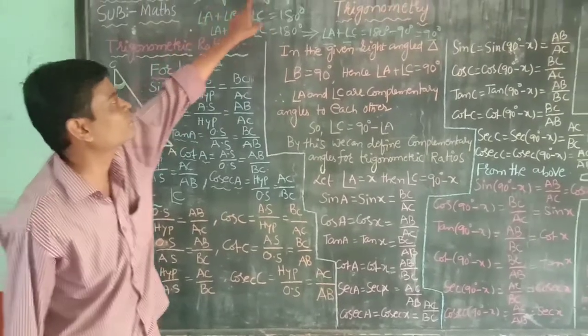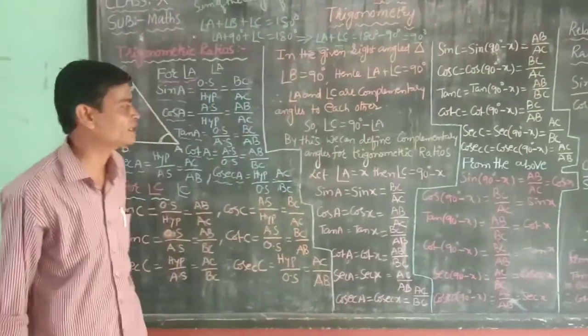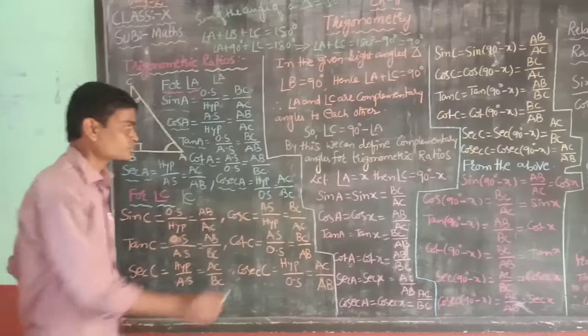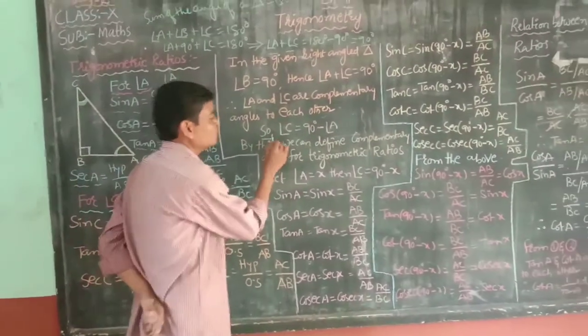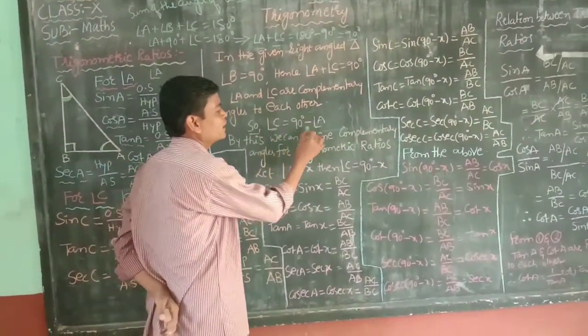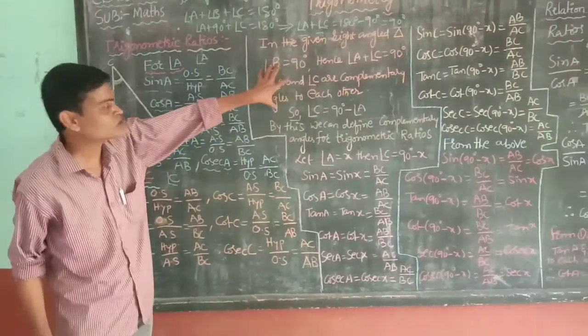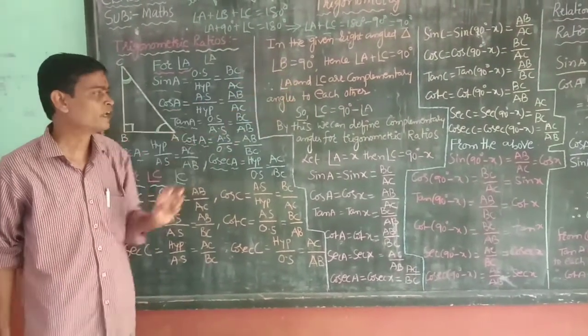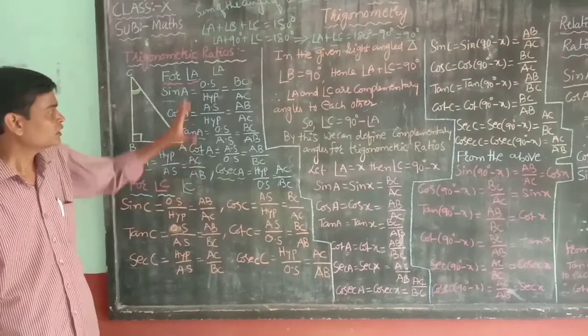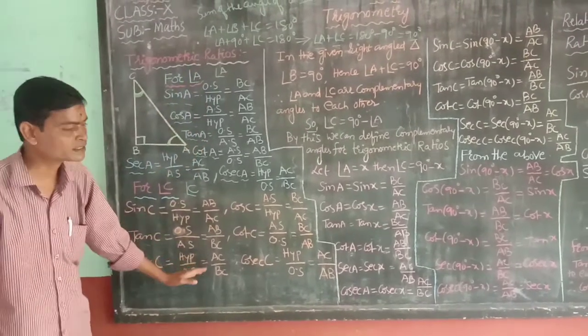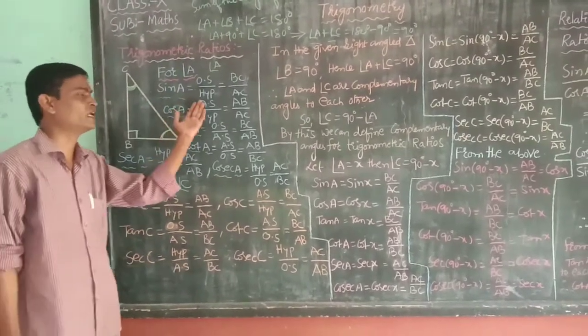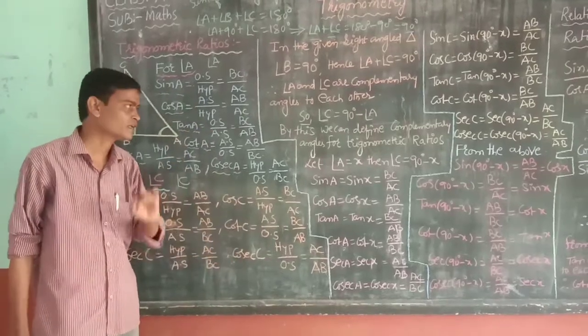By taking the sum of the angles of a triangle as 180 degrees, how can we write this? Angle C can be written as 90 degrees minus angle A. With this concept, one more concept we are linking here: until now we have defined the 6 trigonometric ratios for the angle A and for the angle C.